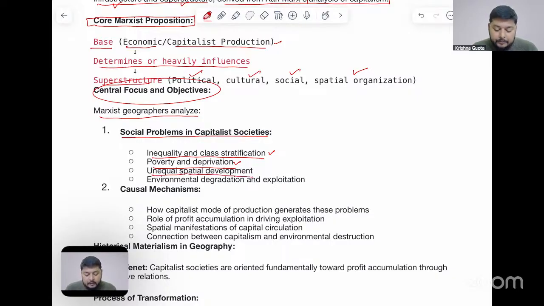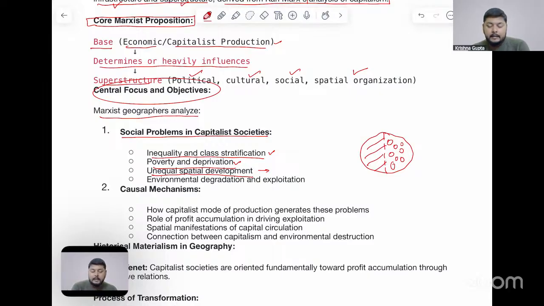Unequal spatial development. For example, in certain villages or towns, if you go to a certain section of that particular town, it will be developed. All the amenities will be available. But if we go to the other part of the village, the people residing there will not be enjoying all the amenities that are being enjoyed by this particular region. Therefore, this is a developed region and this is underdeveloped. So we need to see how this is resulting in spatial inequality.